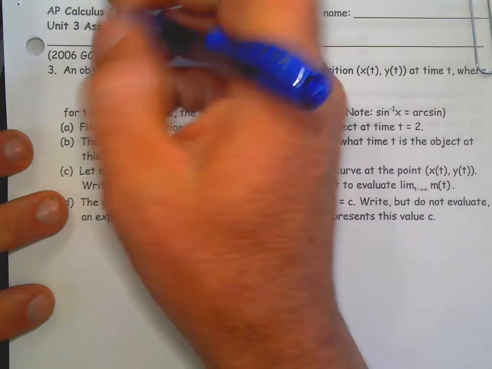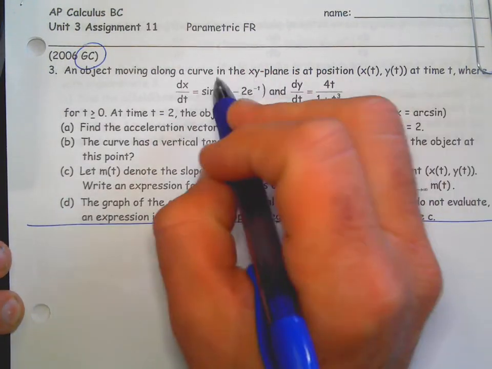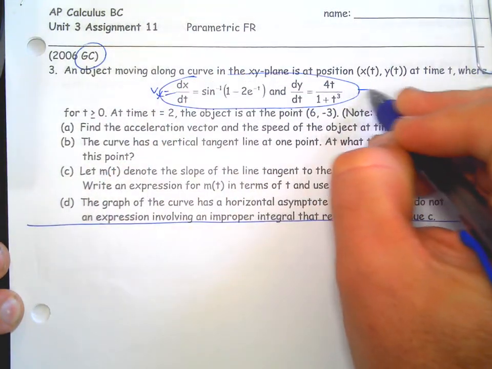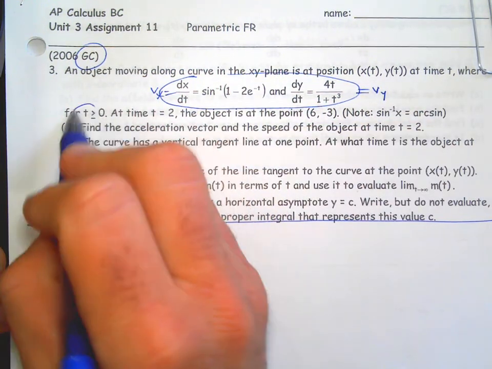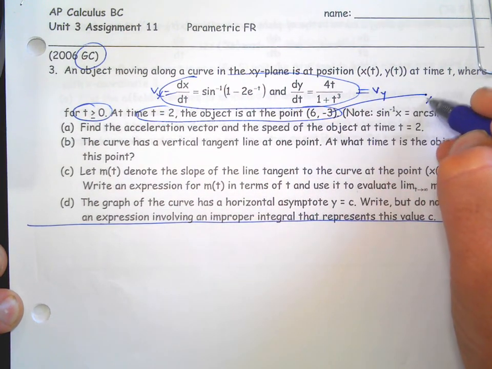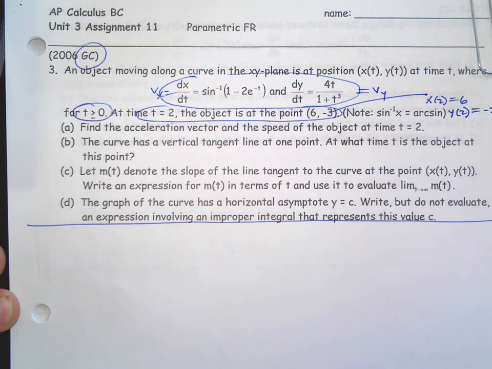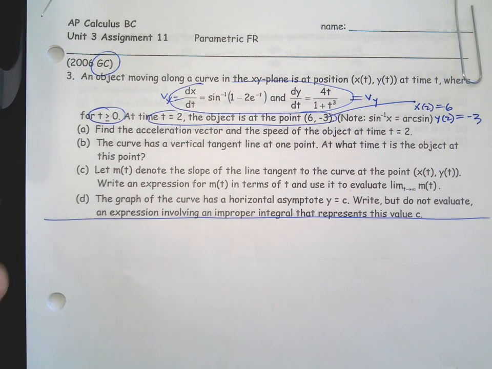So this is a graphing calculator problem. They're giving you the velocity in the x and y directions, dy/dt and dx/dt, for times t greater than 0. This is at time 2, this is the position. So they're giving you the initial condition that we're probably going to use at some point. Hopefully we can use our calculator to do a lot of the hard work on this problem.